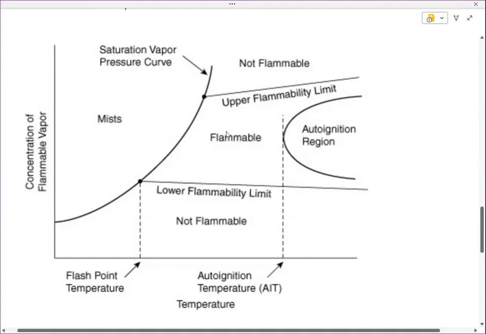In between the flammability limits, we are in the flammable zone, and this is what we want to avoid at all costs, because if we have a flammable mixture of fuel and oxygen, if we have an ignition source, we have the potential for a fire to start.